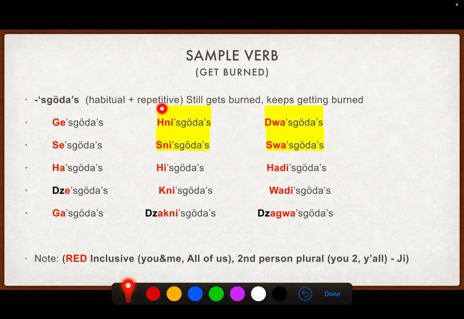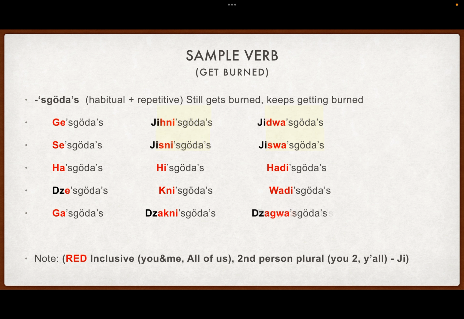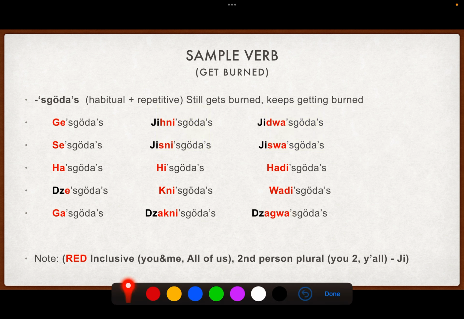All right. So we know that this little corner is kind of the special corner for red prefixes, and then for blues, gaosegon is like that whole U column here. So for those ones, that's what we're going to use is G. So these all should add a G to make them habitual or repetitive. So when we do that, G ni skondats, G dwat skondats, G sneet skondats, and G swat skondats. Me and you keep getting burned. You two keep getting burned. We all keep getting burned. You all keep getting burned.